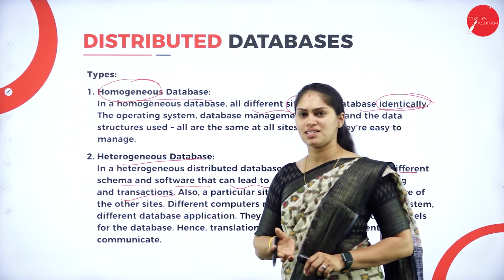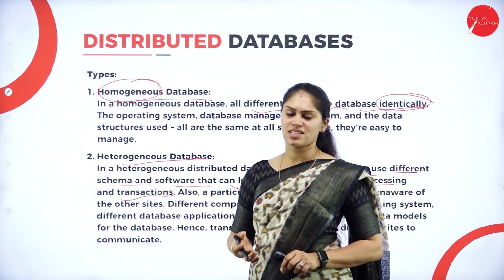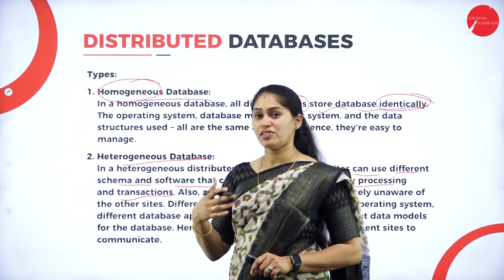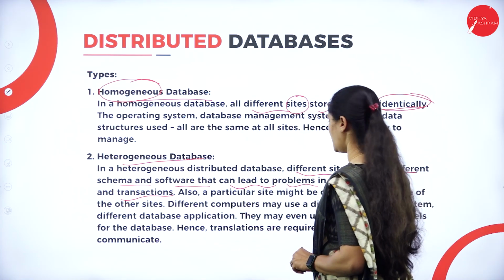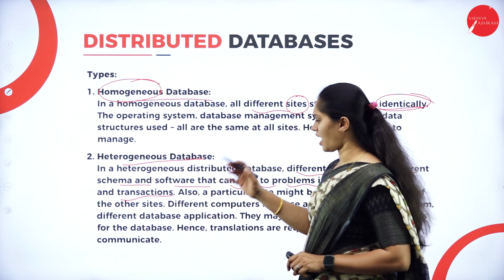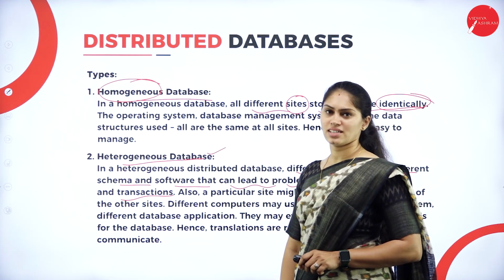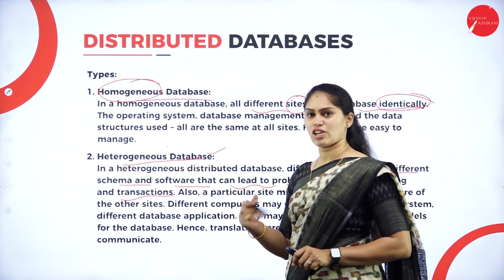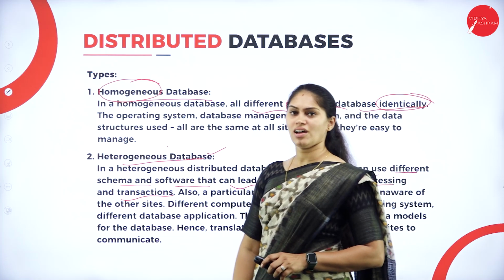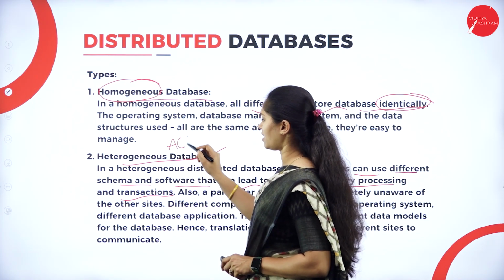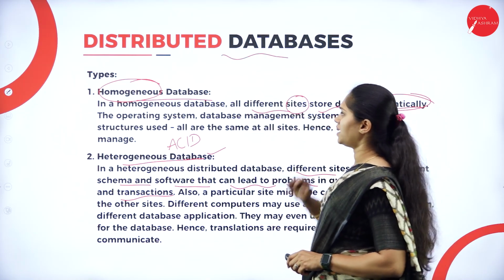This heterogeneous database will store the different information of different sites by making use of different structures. But whenever we are accessing queries, or writing query processing and transactions, there could be some problems with respect to this heterogeneous database. But here concurrent execution will be more. If there is concurrent execution, then we need to take care of the ACID properties of a database. Fine. So these are the two types of distributed database.